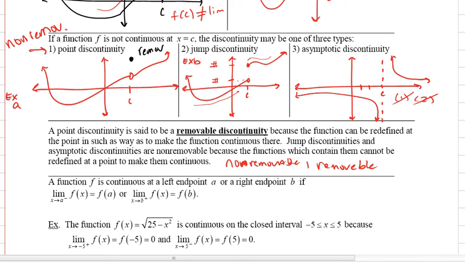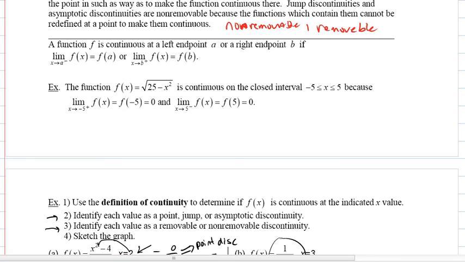Now for the example below, we have a square root function. It says here a function f is continuous at a left endpoint if the limit as x approaches a from the left is equal to f of a, and the limit as x approaches b from the right is equal to f of b. That looks very confusing, especially if this is your first time being exposed to all these symbols and calculus terminology.